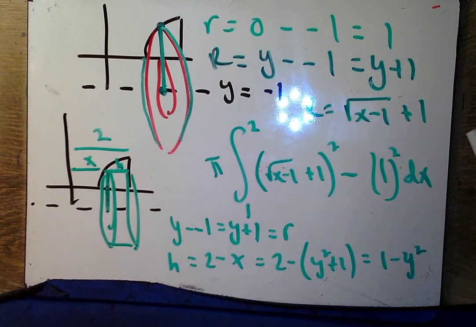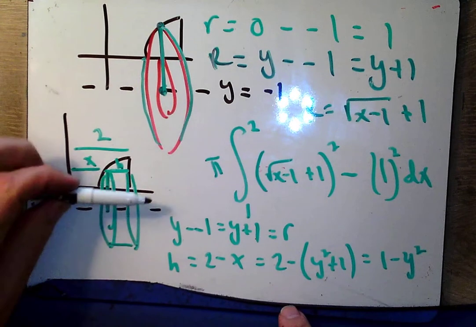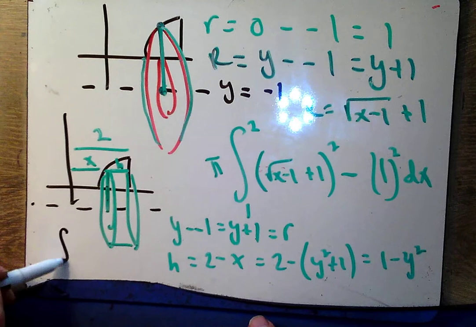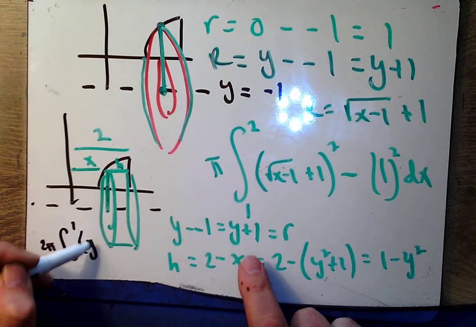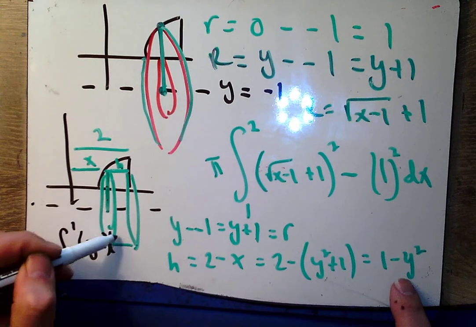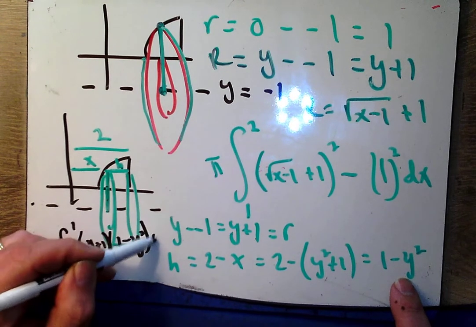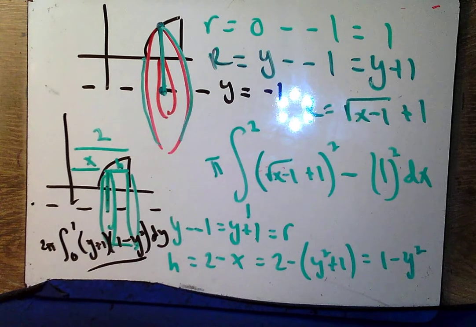And so in this situation, my integral, and by the way, it's y's, so I'm going from 0 to 1, 2 pi. The radius is y plus 1, and the height is 1 minus y squared dy. Ta-da! Okay. 6.